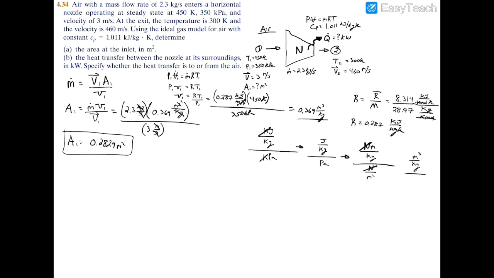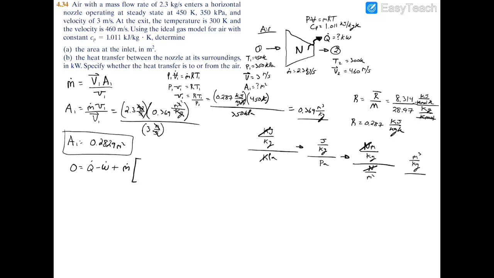And now for part B, we're going to be looking for the heat transfer and its direction. So we'll apply the first law of thermodynamics. So let's have that 0 equals the heat transfer minus the power plus the mass flow rate. And we only have one mass flow rate, so I'll leave it at that.